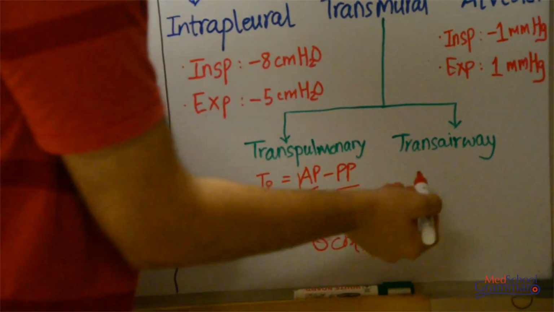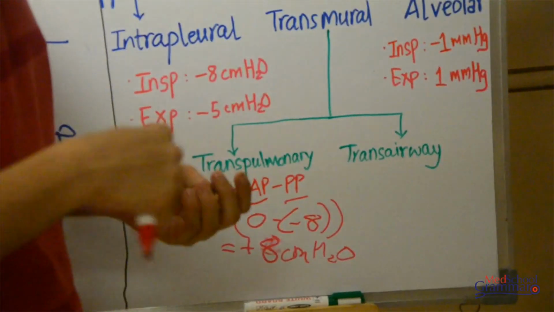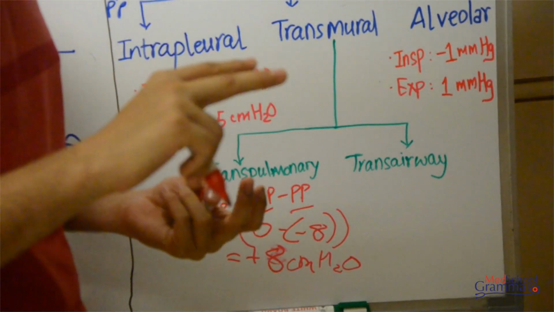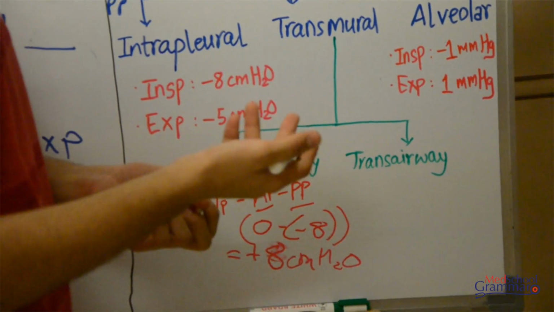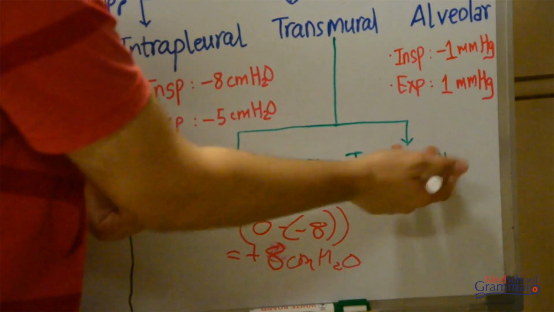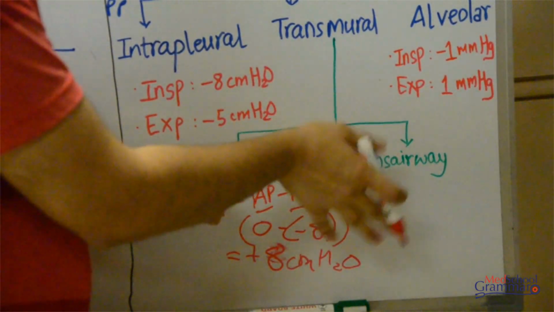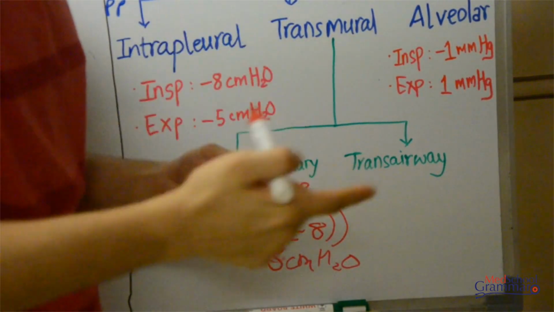Trans airway pressure, as the name suggests, is the pressure difference across an airway, that is your trachea. The pressure difference across the trachea is known as trans airway pressure. It does not have really much of a significance. It's just to explain. It doesn't have much significance during mechanics of breathing. It has importance when there is no breathing taking place.